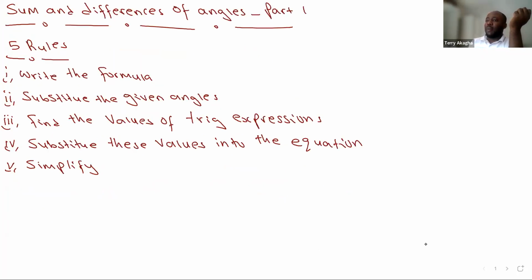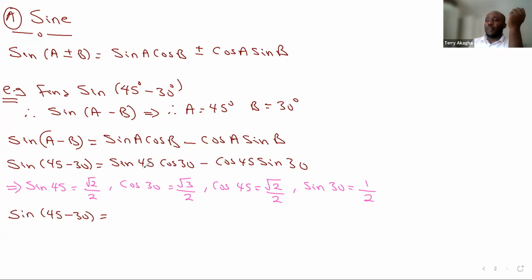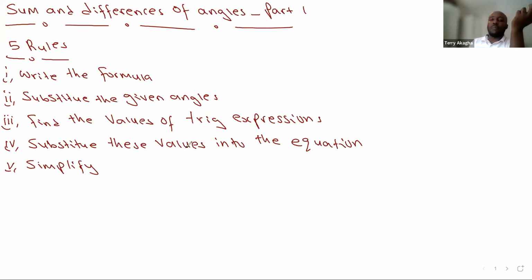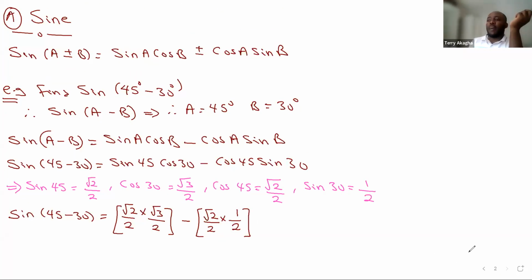Remember the second step is that you have to substitute these values into the equation, right? So sine 45 minus 30 will be sine 45, which is root 2 over 2 multiplied by cos 30, which is root 3 over 2 minus cos 45, which is root 2 over 2 multiplied by sine 30, which is 1 over 2. Okay? Now, when you solve this one, the next rule states that after you substitute, you then simplify.